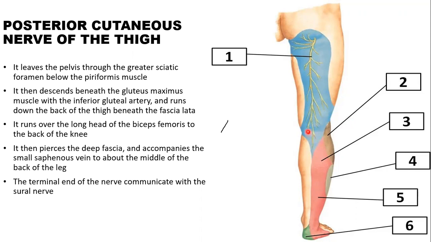So basically the skin of the knee on the posterior aspect is supplied by this nerve, posterior cutaneous nerve of the thigh. Okay. Then the terminal end of this nerve communicates with the sural nerve. Okay, we'll talk about the sural nerve. So that is the posterior cutaneous nerve of the thigh.